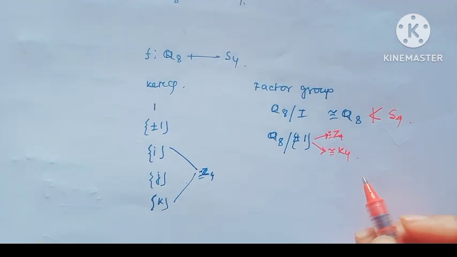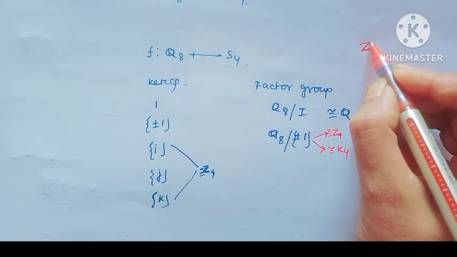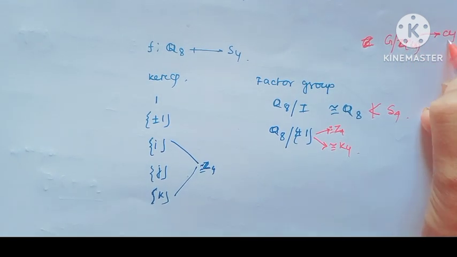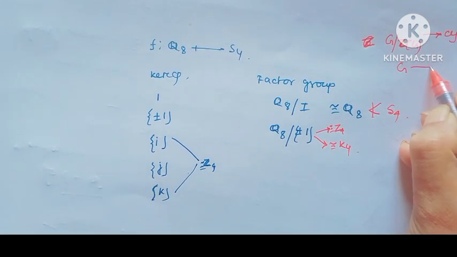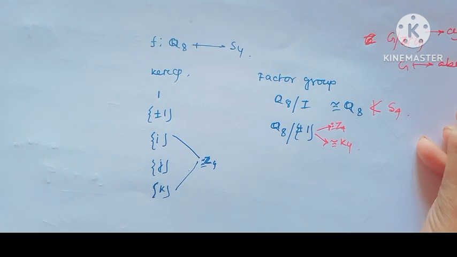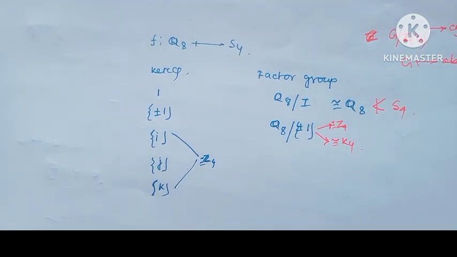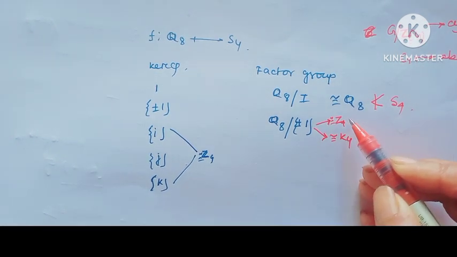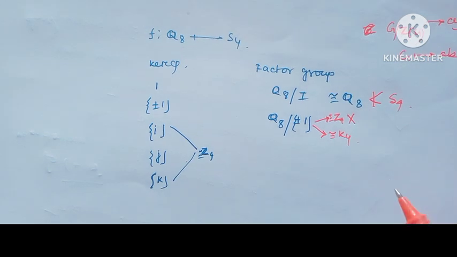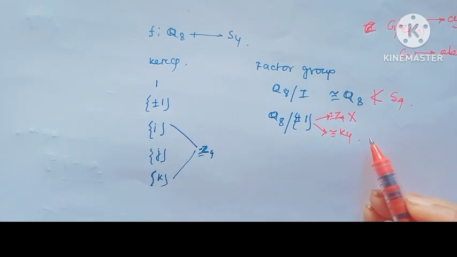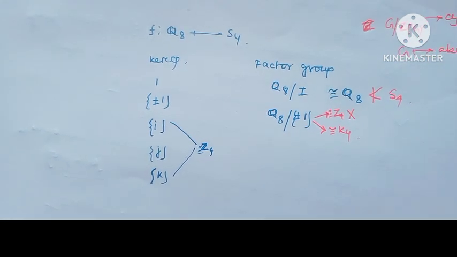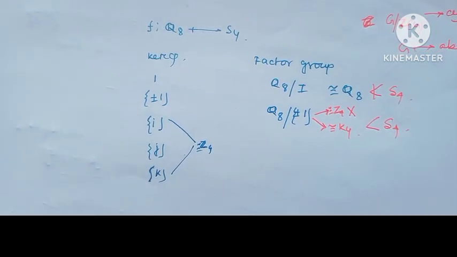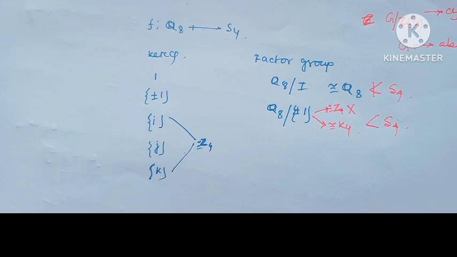But notice, we all know if G modulo ZG is cyclic, that implies G is abelian. But we all know Q8 is a non-abelian group. So G mod ZG being cyclic is not possible. So Z4 is not possible. The only possibility is K4. And we all know in S4 there exists a subgroup of K4 type. So this type of homomorphism is possible.